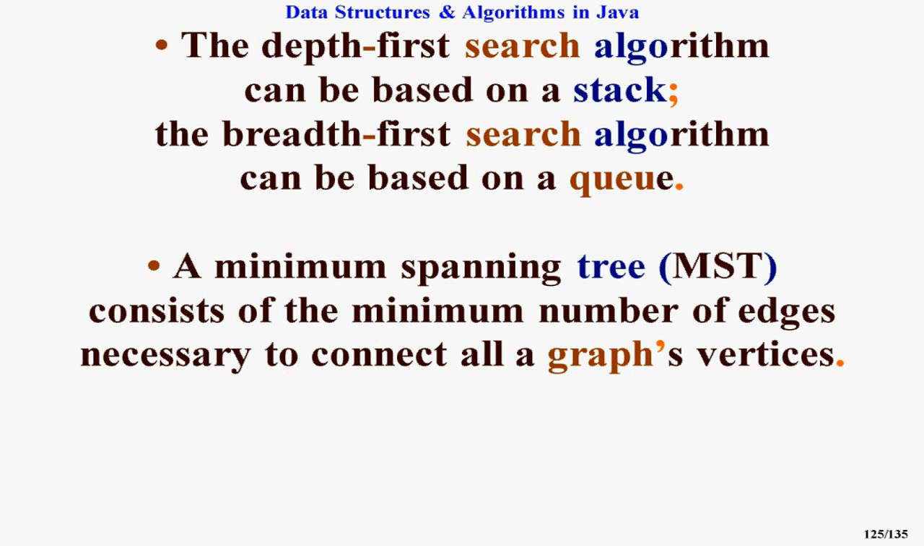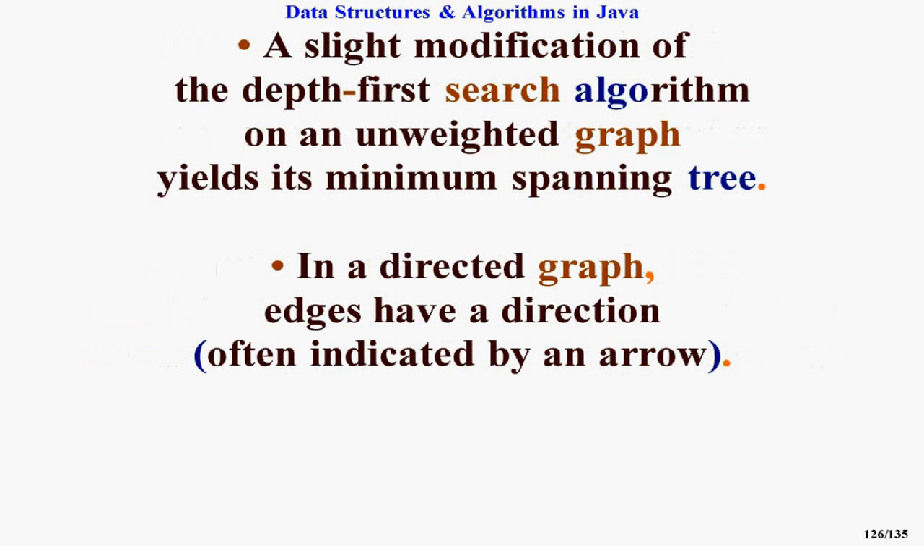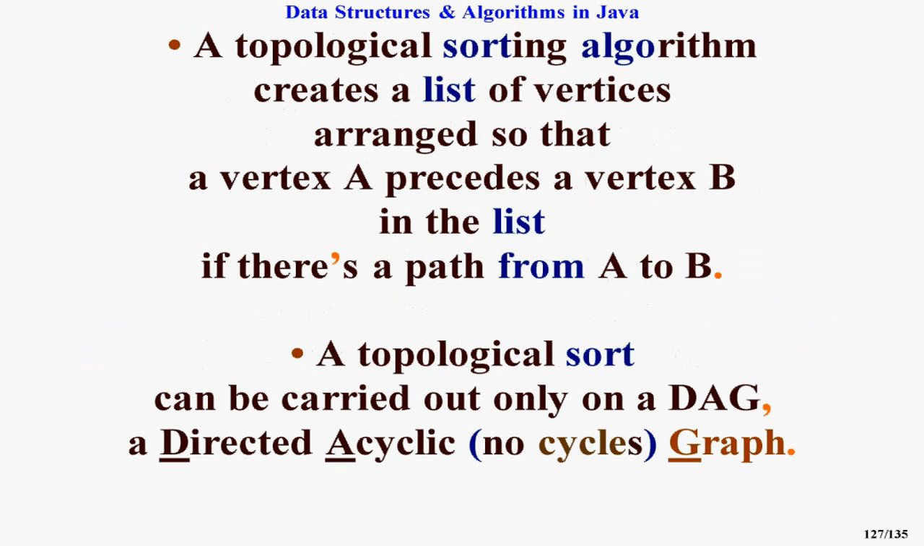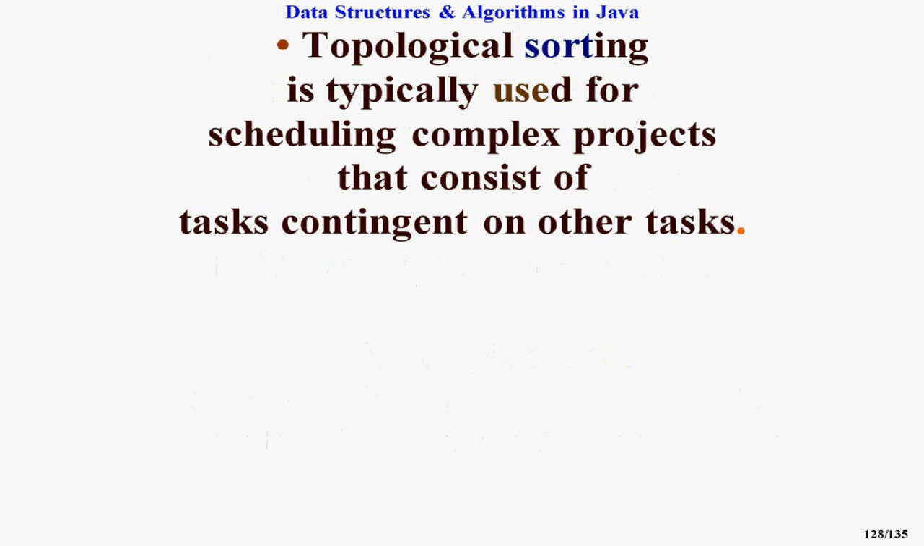A minimum spanning tree (MST) consists of the minimum number of edges necessary to connect all of a graph's vertices. A slight modification of the depth-first search algorithm on an unweighted graph yields its minimum spanning tree. In a directed graph, edges have a direction, often indicated by an arrow. A topological sorting algorithm creates a list of vertices arranged so that a vertex A precedes a vertex B in the list if there's a path from A to B. A topological sort can be carried out only on a DAG, a directed acyclic (no cycles) graph. Topological sorting is typically used for scheduling complex projects that consist of tasks contingent on other tasks.